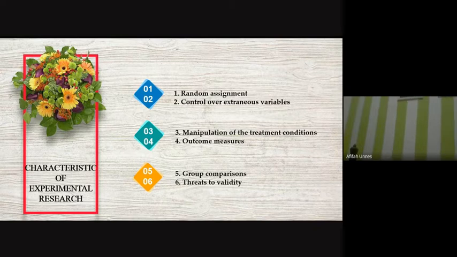The next is maturation. When subjects change over the course of an experiment due to the passage of time, such as fatigue or development. And the next is regression. Regression to the mean is caused by selecting participants for research based on their extreme characteristics. Next is subject selection.